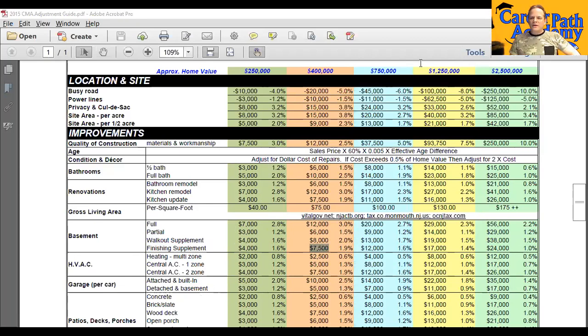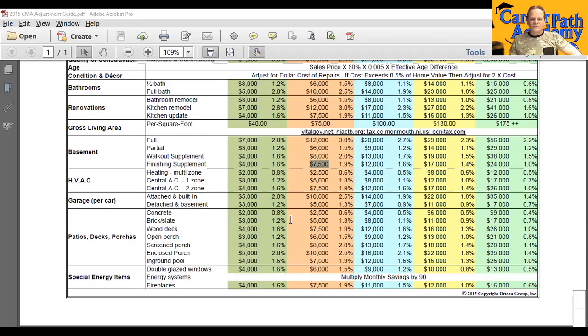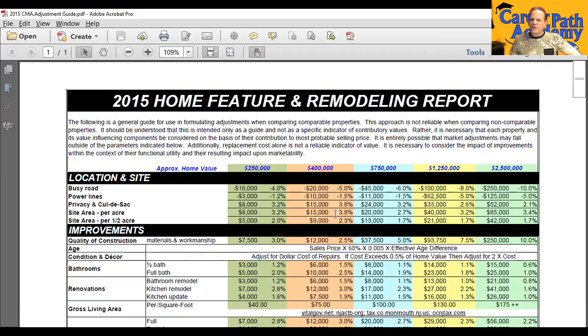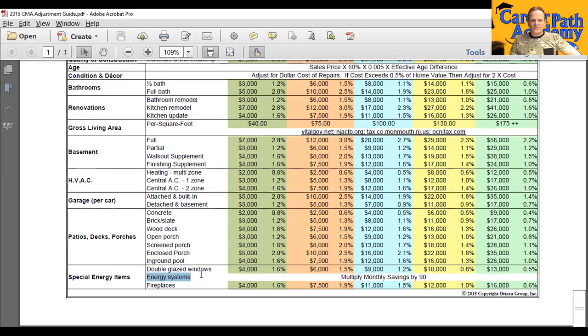So solar panels, remember we went over some of this stuff before. Solar panels make your home worth more or less and all that stuff. Double glazed windows, energy systems. Oh, look, they're even adding that in here. Now these numbers change each year. You can't go by these numbers to determine the value of your home today. This was back in 2015. You've got to go by it in different years. Now, for different kinds of energy systems, you multiply the monthly savings by 90, and then you get how much they would add to the value of the home.